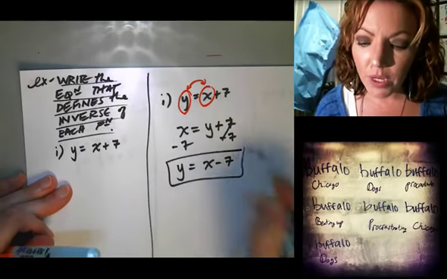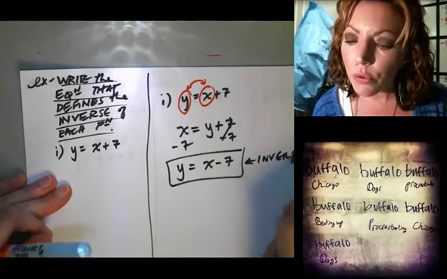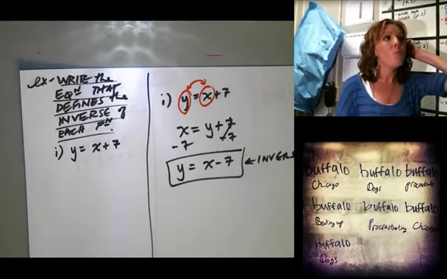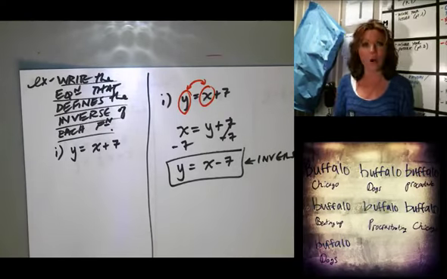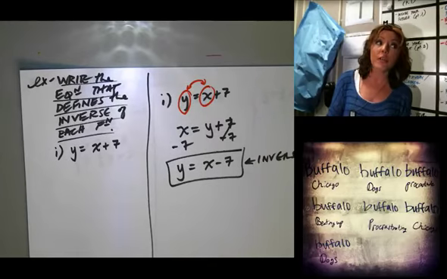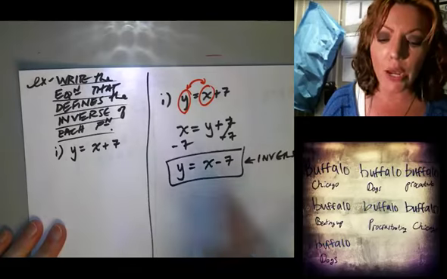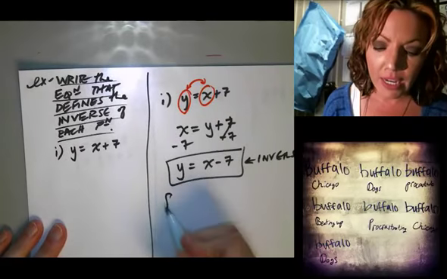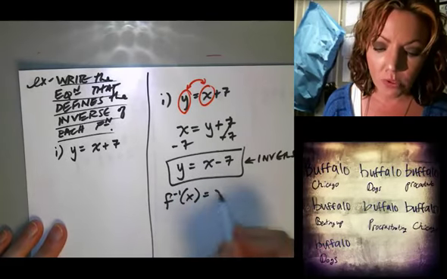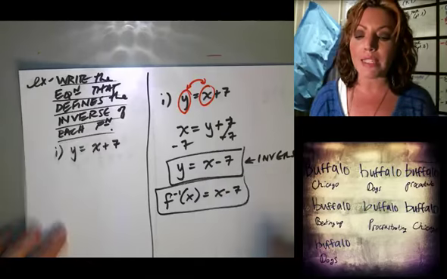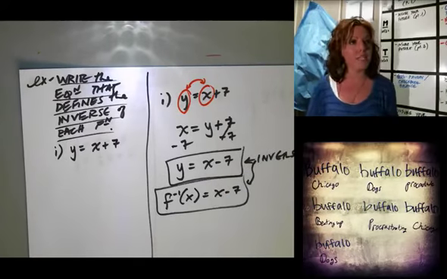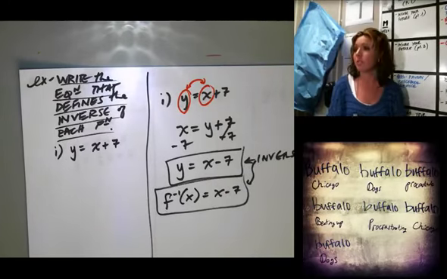That's the inverse. Now, if I want to put inverse notation on this, I can do that. I don't need to necessarily, but if I were going to put this in inverse notation, I would replace the y with f negative 1 of x equals x minus 7. Those two mean the same thing. Just one is in inverse notation, the other one is not. Okay? Questions on that?